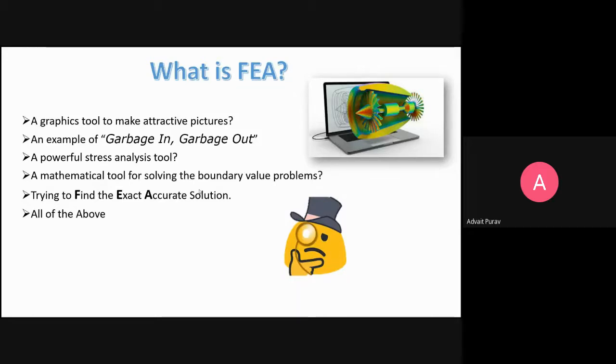So it consists of both hardware as well as software. It's not just one particular software which is going on. It is a combination of both hardware as well as software, trying to find out the exact accurate solution. Now here, FEA or any kind of software, whatever outputs that we calculate, we never find out the exact solution. We always find out the approximate solution, which is nearly closer to the exact solution.